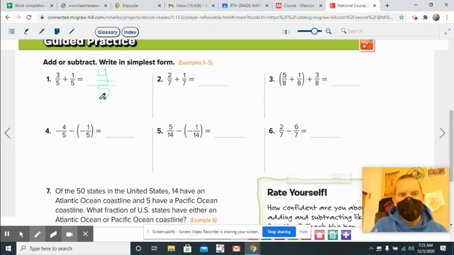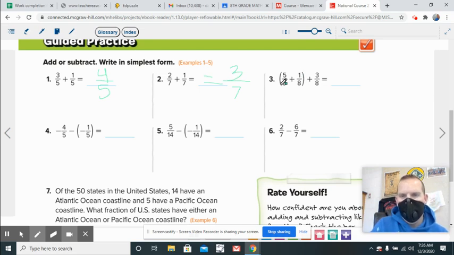This is a prime. When you have one of them, either the numerator or the denominator, is a prime number, that means it's in simplest form. You can also use a calculator or Desmos and type in the fraction and it will simplify it for you. And same thing with this one. My denominator is 7, copy that down. 2 plus 1 is 3, and that is simplified.